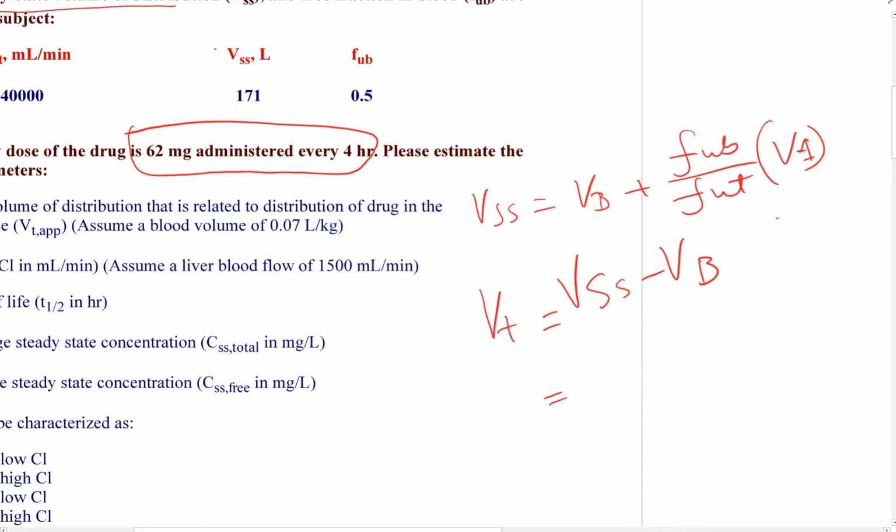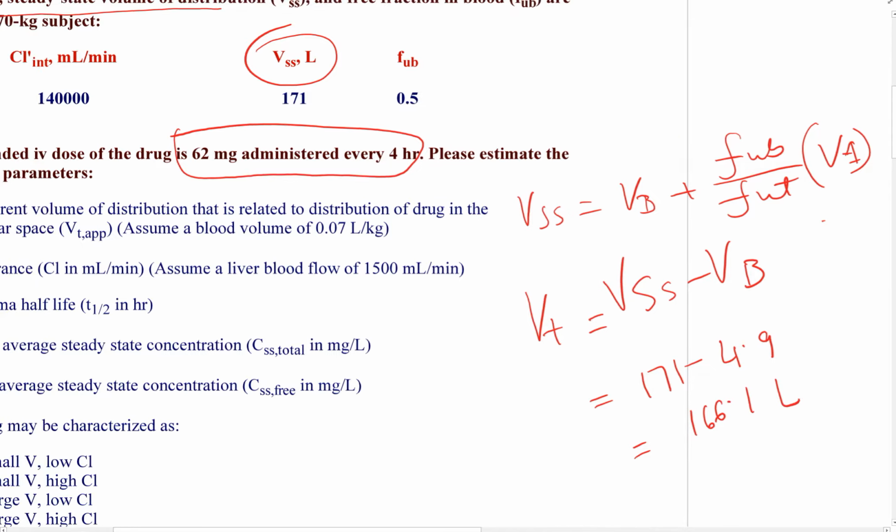What is VSS? This is the VSS, 171, minus 4.9. This would give you 166.1 liter. So this is our apparent tissue volume, or extravascular volume. So the first thing we have learned is how to calculate VT. Our VT is 166.1 liter.